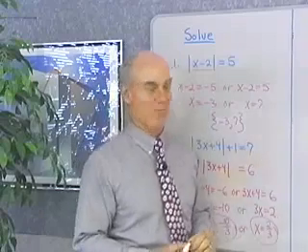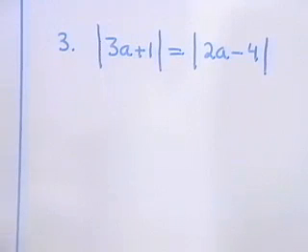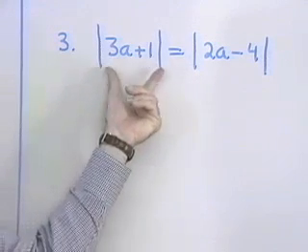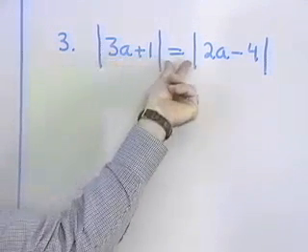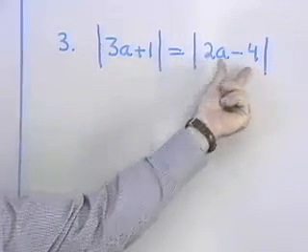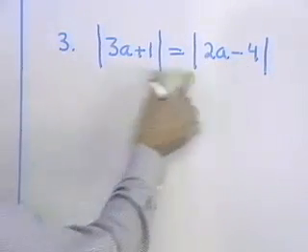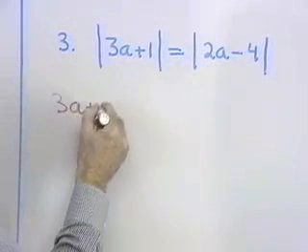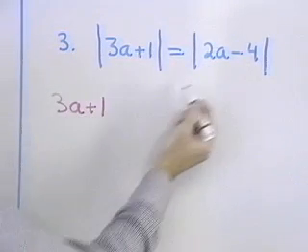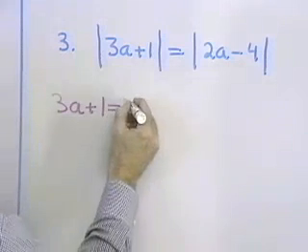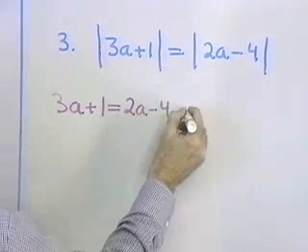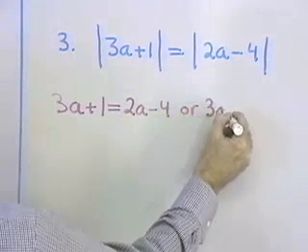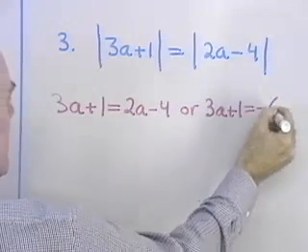Let's look at one last example. The absolute value of 3a plus 1 is equal to the absolute value of 2a minus 4. Well, the only way two numbers can have the same absolute value is if the numbers, which in this case are 3a plus 1 and 2a minus 4, are equal to each other, or if they are opposites of each other.